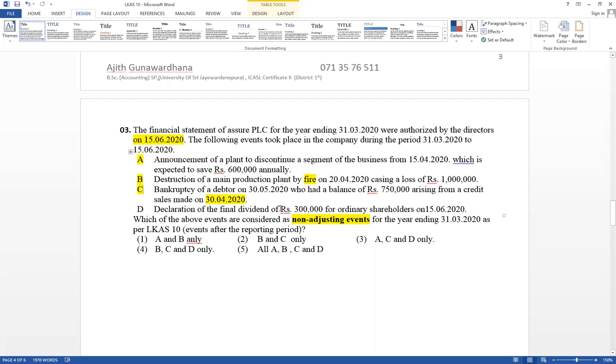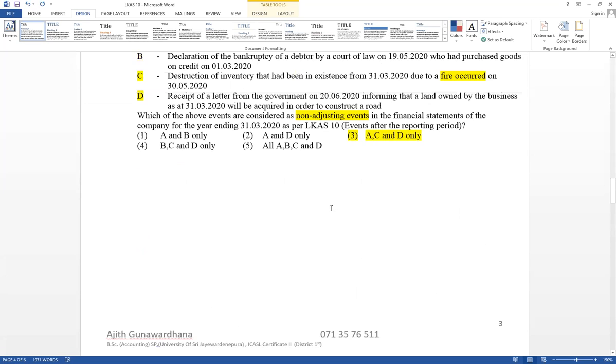The last one, declaration of final dividends 300,000 for ordinary shares. That is a proposed dividend. We have discussed already. Proposed dividends for ordinary shares should not be adjusted. Non-adjusting. Therefore, part D is also non-adjusting. Therefore, all A, B, C, D are non-adjusting events. The answer is 5. Definitely they are in the standards. This is a summary. Think about the accounting period.